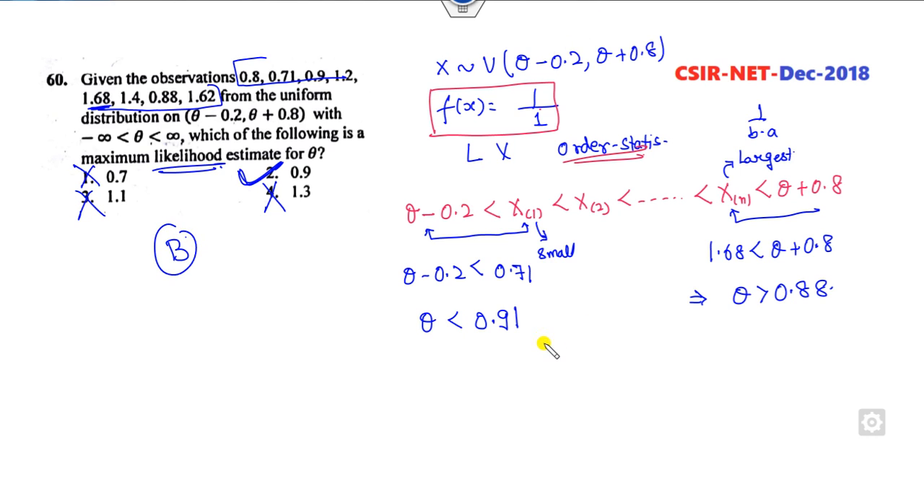Or you can see, if I combine them both, what is the meaning of that? Theta is less than this and greater than 0.88. Which observation satisfies this? Only 0.9 is satisfied in this example.